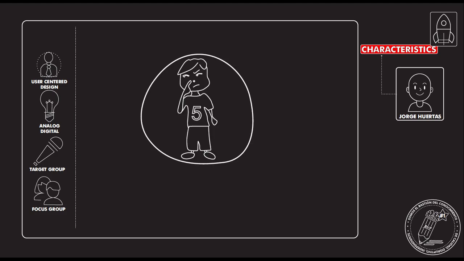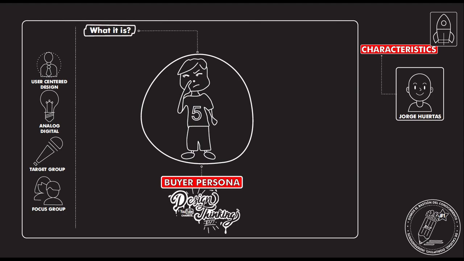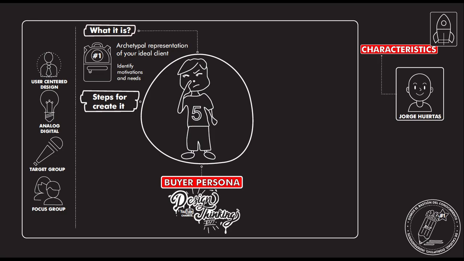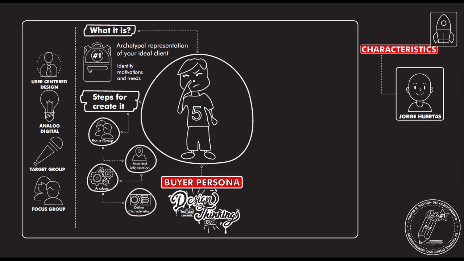So the first thing that you need to understand is that perhaps you could have two or three buyers for your product, your service, or your company. That is extremely important. And of course, this is an archetypical representation of your ideal customer or client. It's really up to what kind of product, service, or project you are having because you could have different buyer personas. The idea here is to identify the motivations and needs. The step by step to create a buyer persona is that, of course, you collect the information in a focus group, you analyze the information, and of course, you define the characteristics.